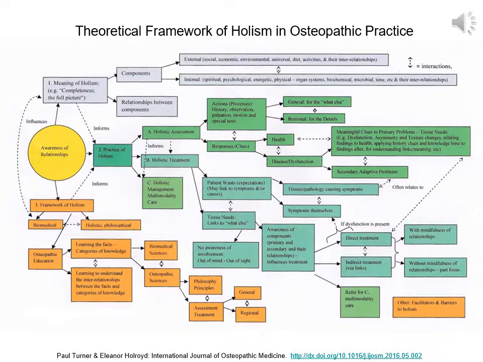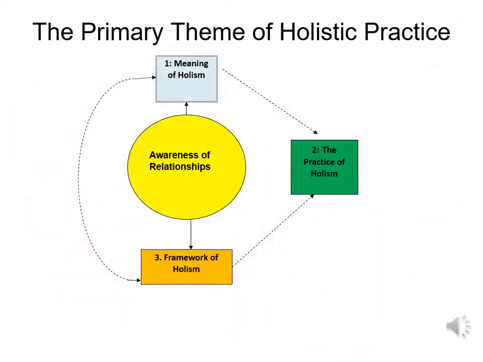The last little bit here is, then again, you've got referral if you need to. And the other thing is facilitators and barriers to holism, which I won't talk about too much now. But so we're nearly there. This slide's just summarising that in a more easily visual form. And I've cut out all the details now, and I've just put the three main categories.